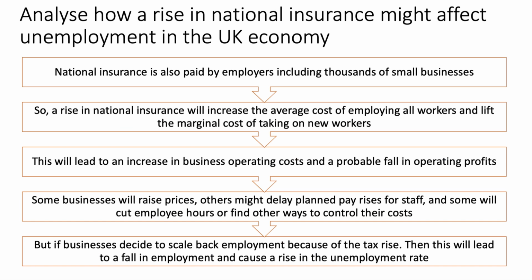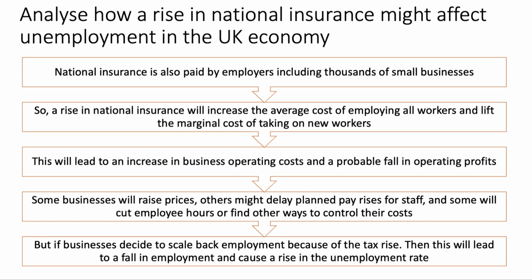A second chain of reasoning is related to the fact that national insurance is also paid by employers, not just employees, but the businesses themselves pay national insurance, and that includes hundreds of thousands of small businesses. So a rise in national insurance will increase the average cost, the cost of employing all workers. And also it'll lift the marginal cost of taking on any new workers. So higher national insurance might make it less attractive for businesses to add to their workforce, and this will lead to an increase in business operating costs and a probable fall in operating profits.